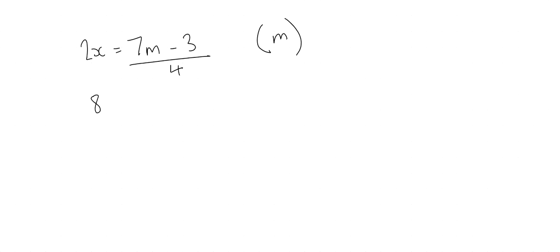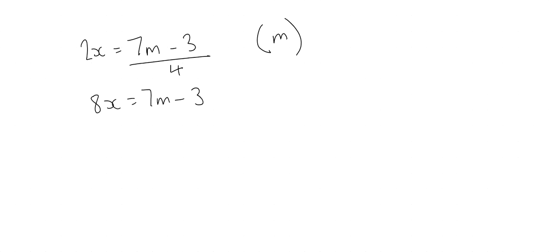This is just an opportunity for us to practice rearranging equations. So we already know how to do some of this stuff. If I said 2x equals (7m minus 3) over 4, we know how to do this, don't we? If I want to get m by itself, what would I do first? Times it by the 4. So what do I get? 8x equals 7m minus 3. What do I do next?